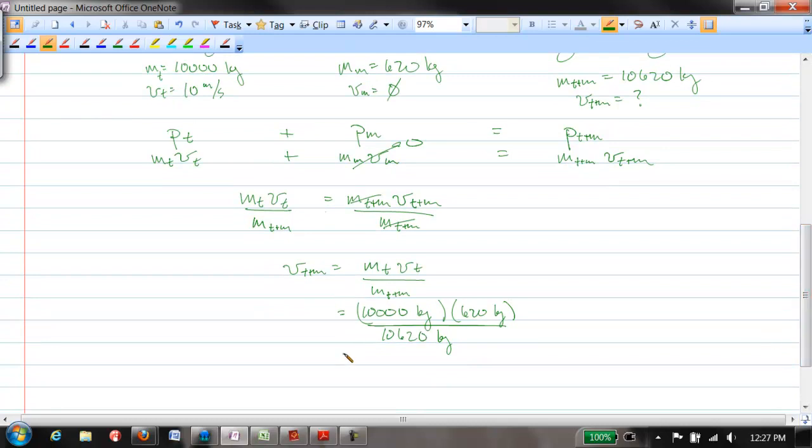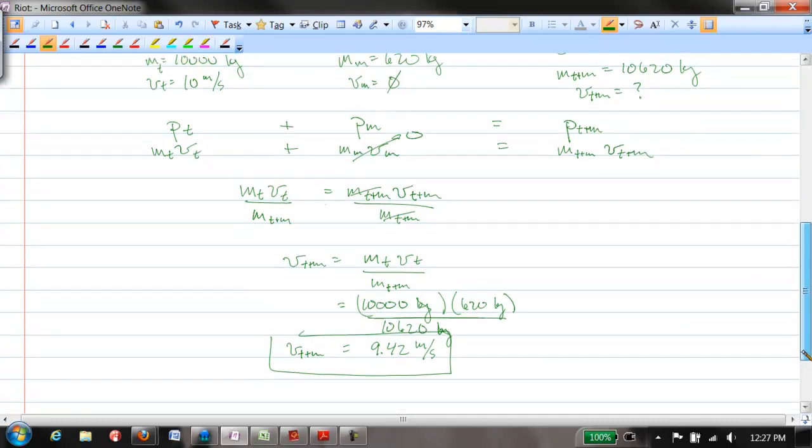And if you put that into your calculator, you find out that that is 9.42 meters per second. The kilograms cancel out and we're left with meters per second for our units. Now let's stop and see if that seems rational. 9.42 meters per second is a little less than the train was moving initially, which makes some sense. It ran into the moose. It should slow down. So that's how every one of these things is going to be solved.